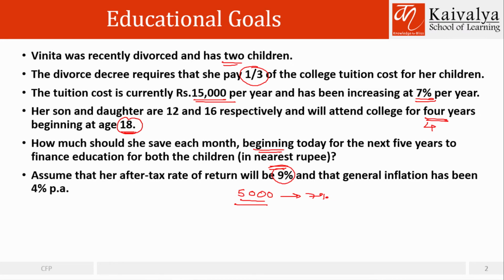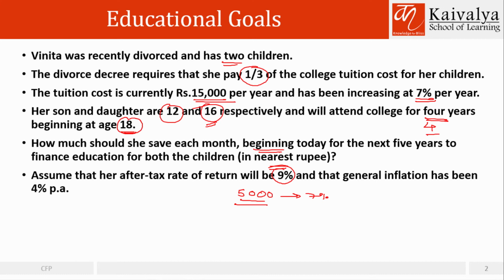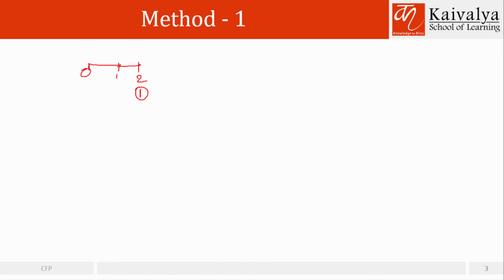So first we draw the timeline. What is the age of the children? So son 12, daughter 16. So we start with the daughter. Daughter will go to college after 2 years. So say year 1, year 2, and from here her first college fee is going to be paid. Now once again look at it, it is going to go on for how many years? 4 years. So 3, 4 and 5. Right, so the second fees, third fees and fourth fees. This has been the fees paid for the daughter.